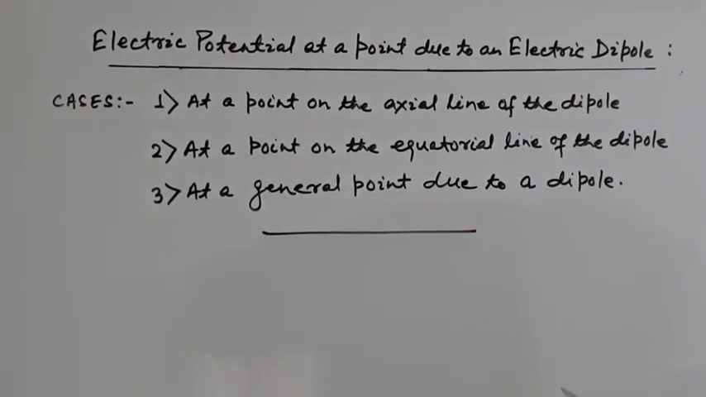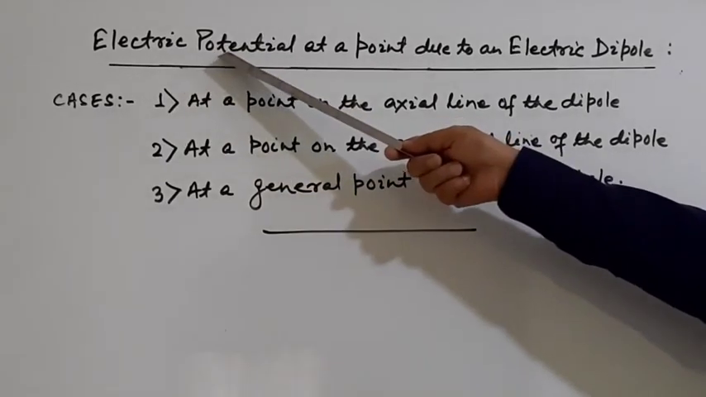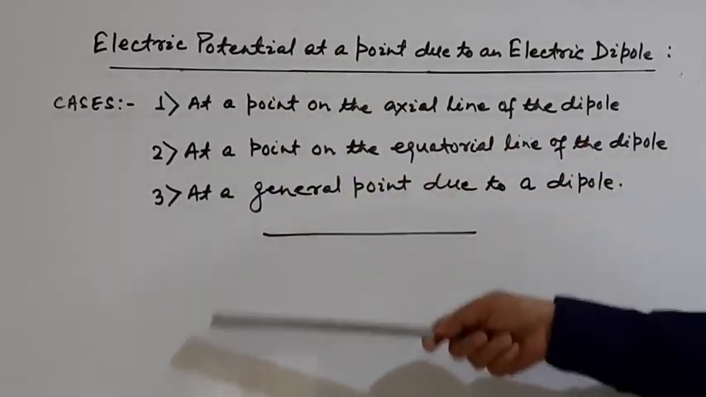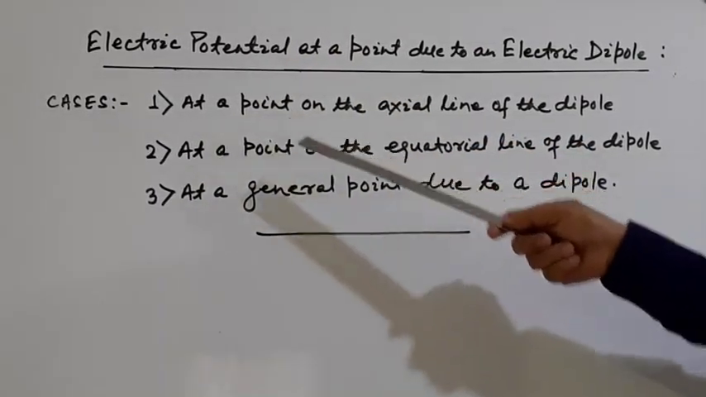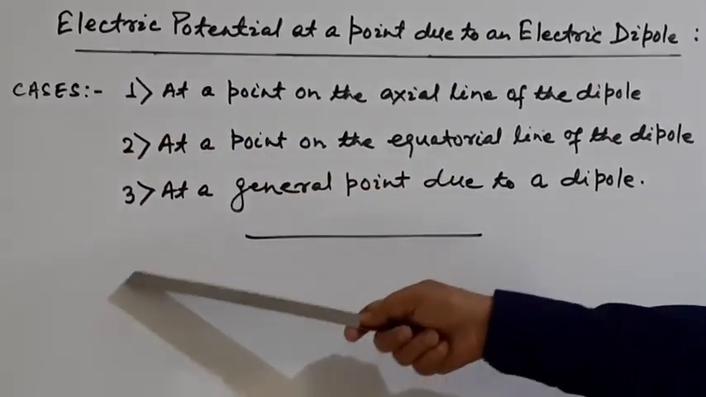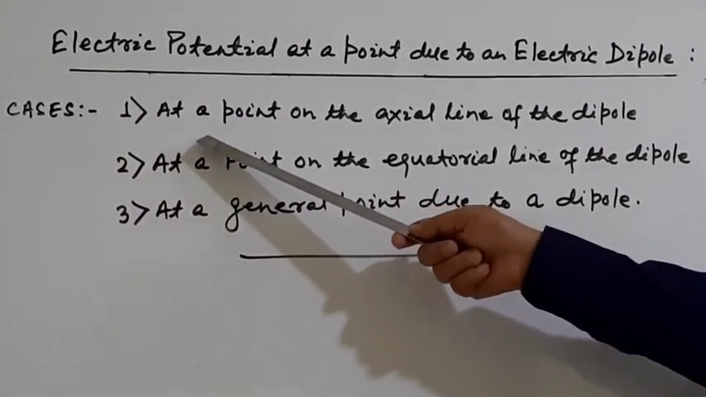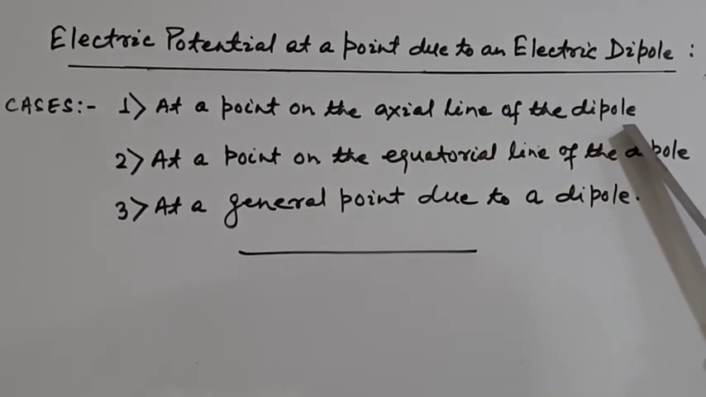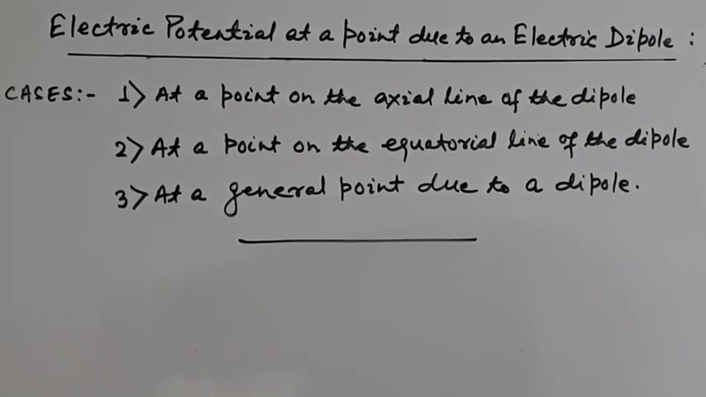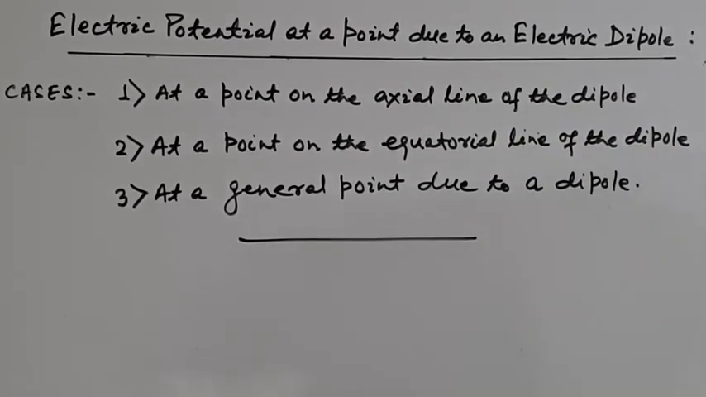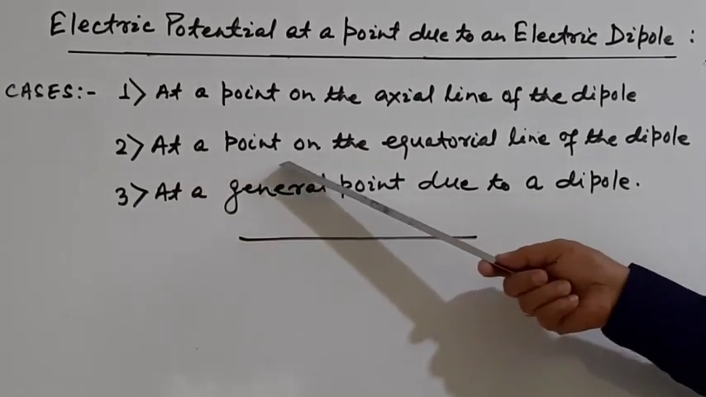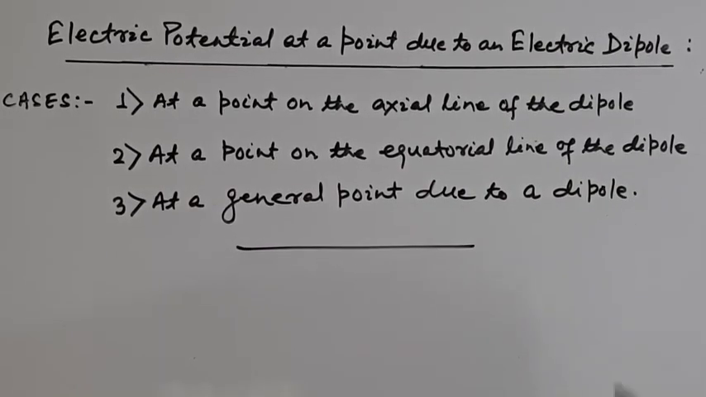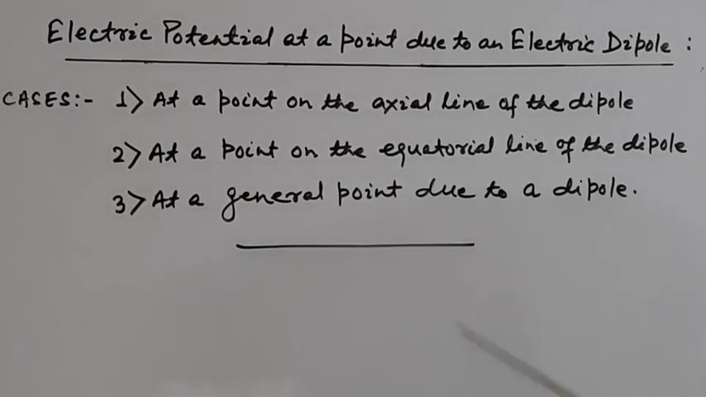In order to find electric potential due to an electric dipole, three cases may arise. All three cases I have written on this board. Case number one, at a point on the axial line of the dipole. It means the point should lie on the axis of the dipole. Second, at a point on the equatorial line of the dipole. It means the point should lie on the right bisector of the dipole.